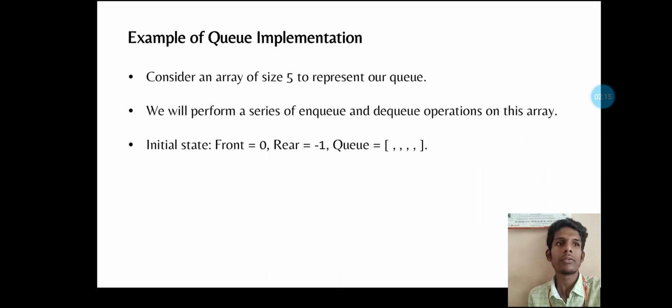Now example of queue implementation. Consider an array of size 5 to represent our queue. We will perform a series of NQ and DQ operations on this array. Initial state: front is equal to 0, rear is equal to -1, Q is equal to dash.